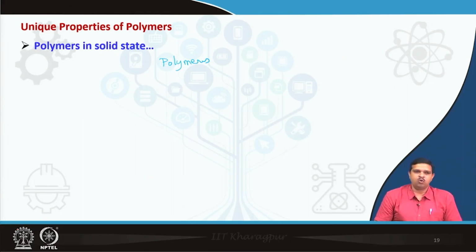As I told you, a polymer may be amorphous, which is very common, and as I told you, in some special cases polymers may be crystalline.